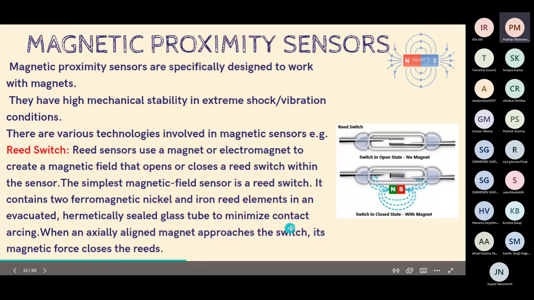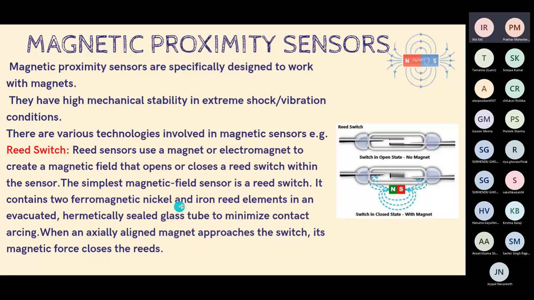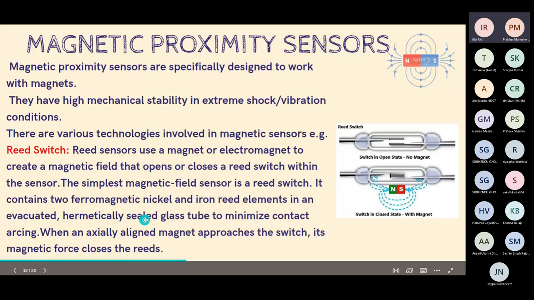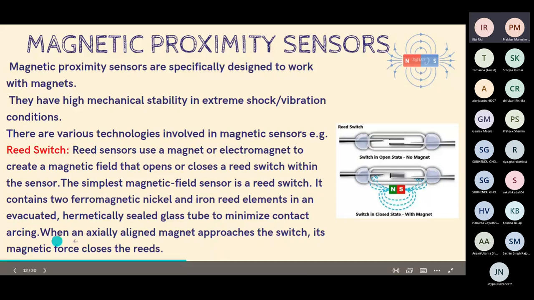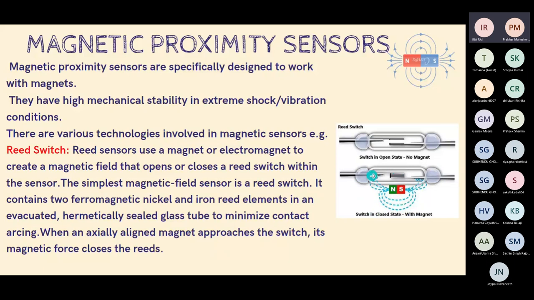It contains two ferromagnetic nickel and iron reed elements, which are these, in an evacuated hermetically sealed glass tube. A hermetically sealed glass tube is just an airtight glass tube. To minimize contact arcing, when a magnet approaches the switch, the magnetic forces close the reeds. These are called reeds, these ferrous reeds. In the presence of a magnet, these reeds are closed, so it obviously detects the presence of a magnet.